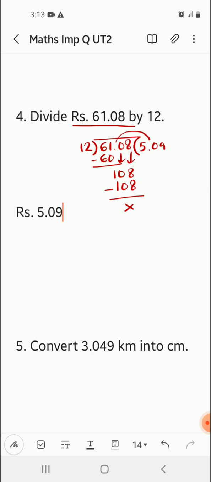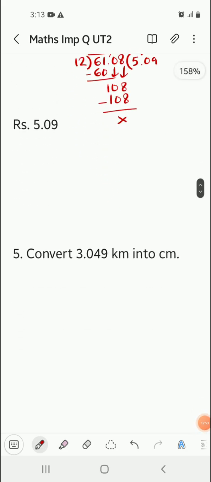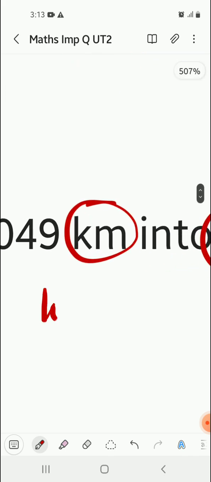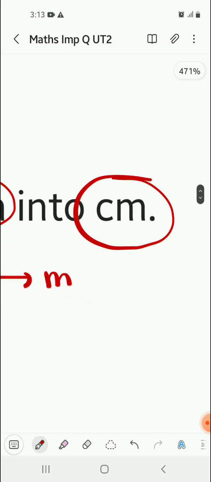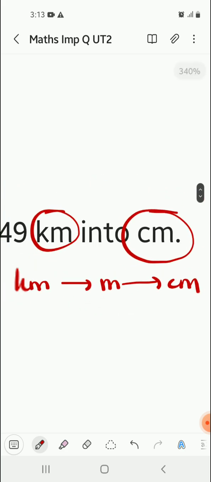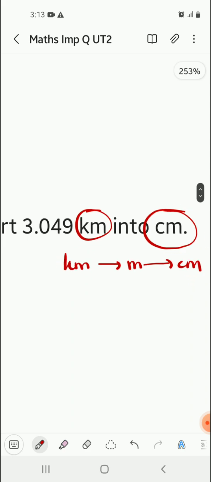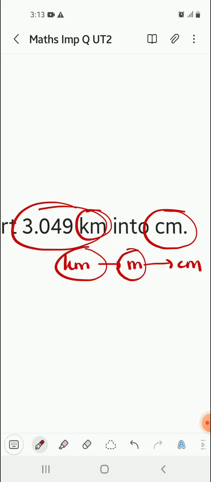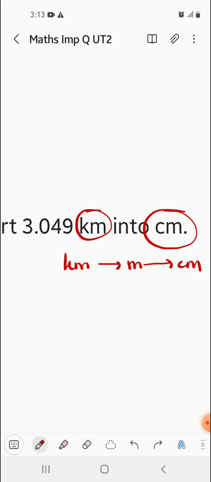Moving on to the next question. Convert 3.049 kilometer into centimeter. Now this is given in kilometer and we have to convert into centimeter. We know that first there is kilometer, then meter, then centimeter. These are the simple steps that we know. You can also do it directly, but I suggest that first convert the given kilometers into meter, then the meters into centimeter. So let's do the steps.